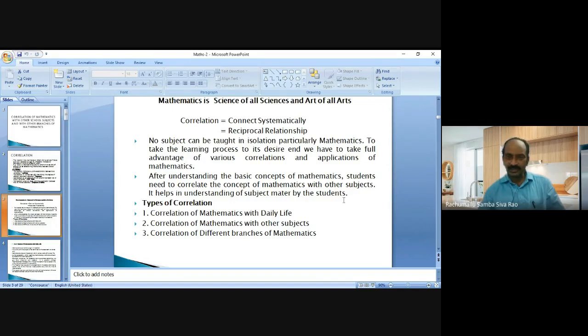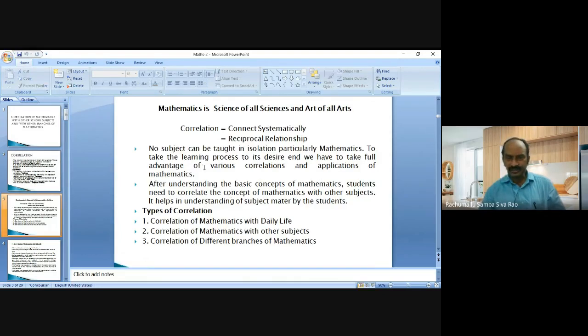Basically, initially, we have to lay a strong foundation of mathematics and basic concepts in students. Later on, we have to make the students aware of the correlation of mathematics with other subjects and human life, whatever it means. So this is the correlation.